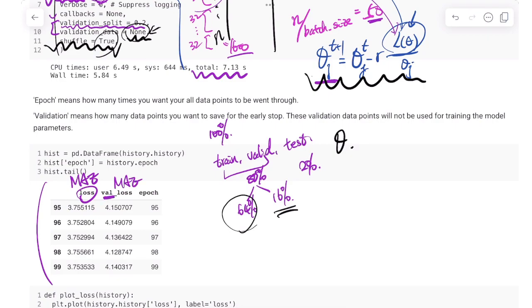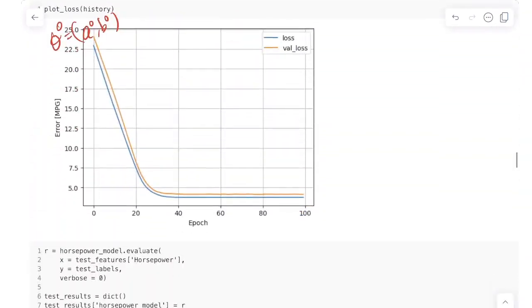And that VAL stands for validation. So that is the 60% of data. That's 64% of data. So when we train on the 64% of data, its corresponding MAE value at different epochs is right here. Okay, so we can draw the figure.